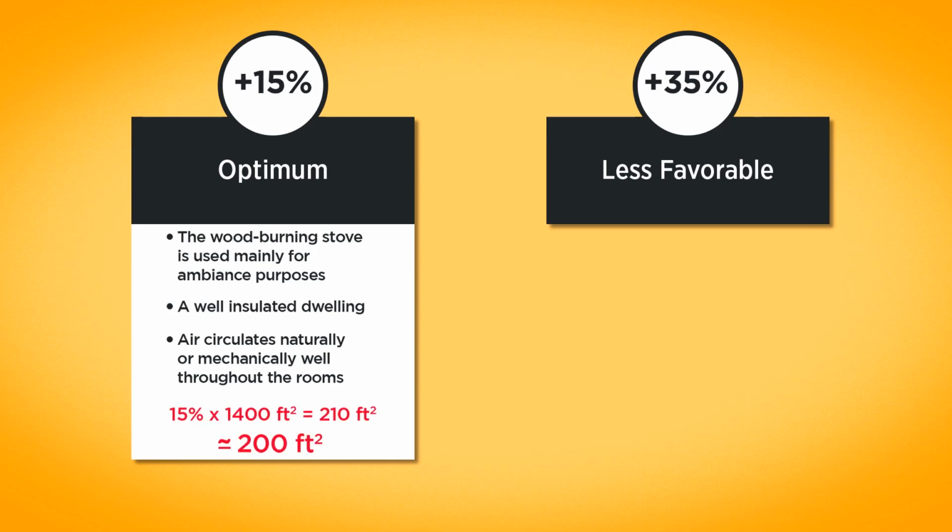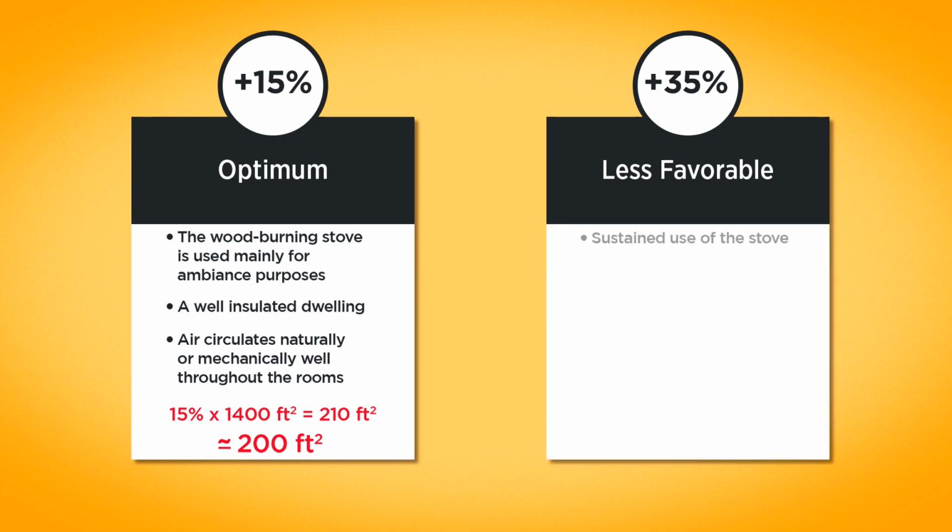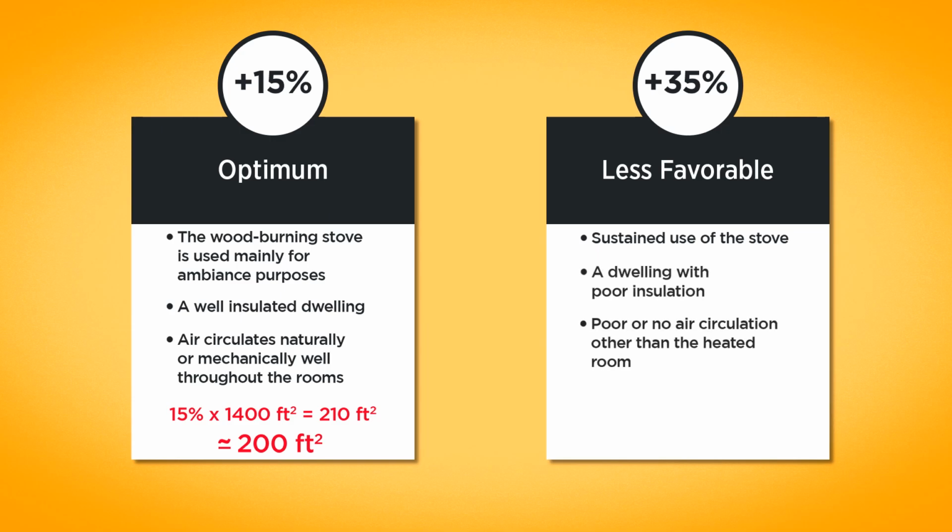On the other hand, a less favorable environment would have these criteria. Sustained use of the stove. A dwelling with poor insulation. Poor or no air circulation other than the heated room. We recommend adding a larger margin, approximately 400 square feet or even 600 square feet more.